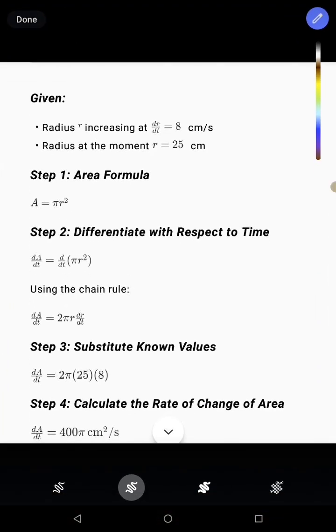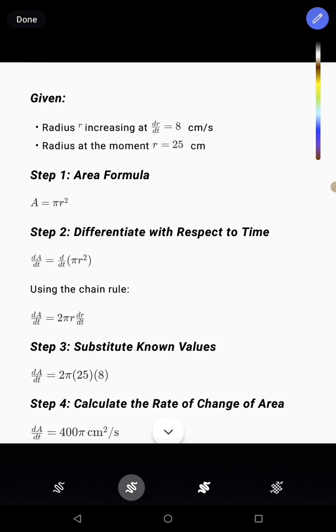So they give us the rate at which the radius is increasing: 8 centimeters per second. And they gave us the radius of the ripple that was formed. The radius is 25. Don't forget, we use the idea of small increment here. Are we together? Is somebody getting it?